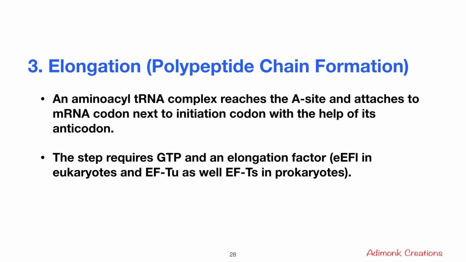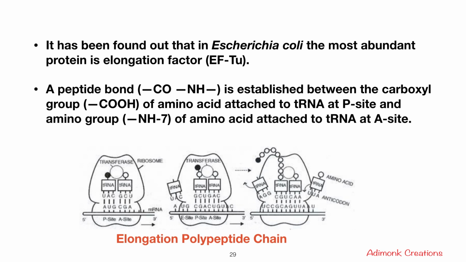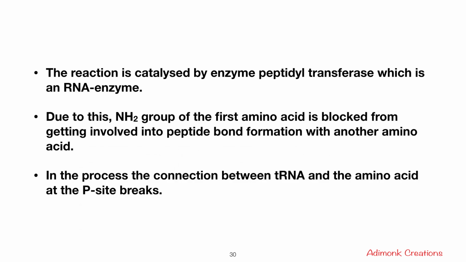The step requires GTP as energy and elongation factors eEF1 in eukaryotes and EF-Tu as well as EF-Ts in prokaryotes. It has been found that in Escherichia coli, the most abundant protein is the elongation factor EF-Tu. A peptide bond is established between the carboxyl of the amino acid attached to tRNA at the P site and the amino group of the amino acid attached to the tRNA at the A site. In the figure given below, the process of elongation of the polypeptide chain is also shown. The reaction is catalyzed by the enzyme peptidyl transferase, which is an RNA enzyme.